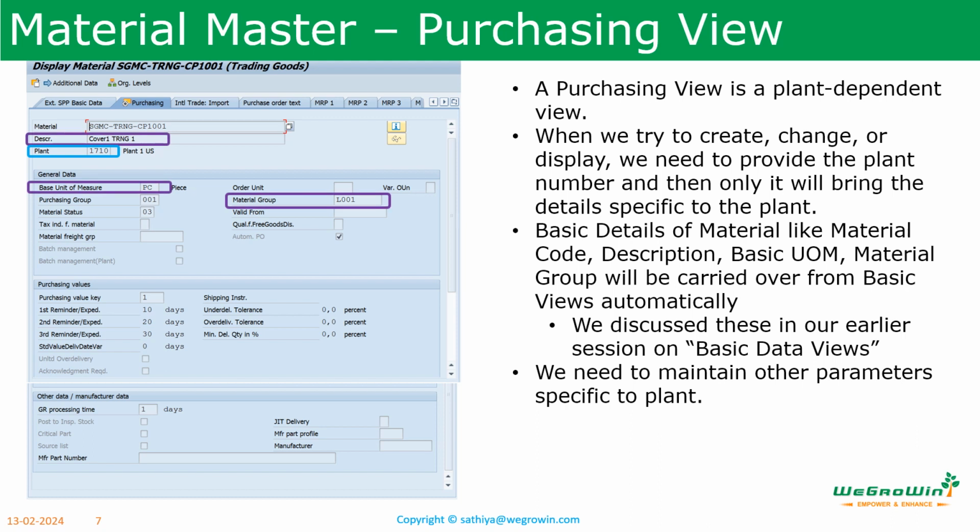Please note that here the basic details of material like the material code or material description, basic unit of measurement, material group, they are all carried over from the basic view. We already defined them in the Basic Data 1 and Basic Data 2 views. So we don't need to enter them here again. They will be automatically populated from basic data views. We discussed these attributes in our session on basic data views. And the remaining parameters specific to the plant, we have to maintain in this purchasing view.